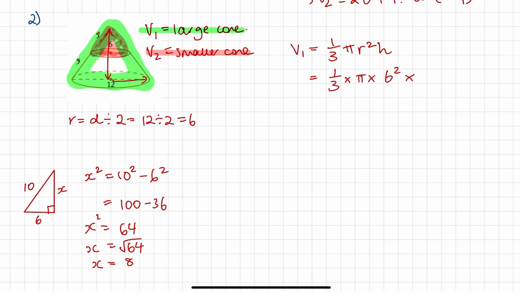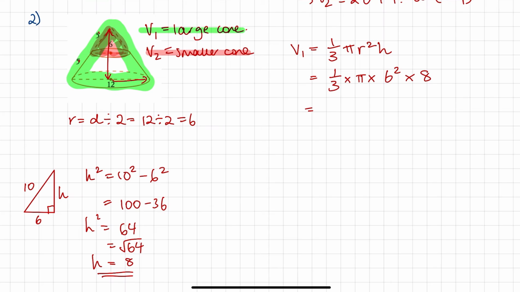Okay, so our height, maybe I should change the x's to h's so that we can be consistent. That's our height, that's our height, that's our height. So our height for the large cone is 8. So we're going to substitute that 8 in, and then we're going to put it all together.